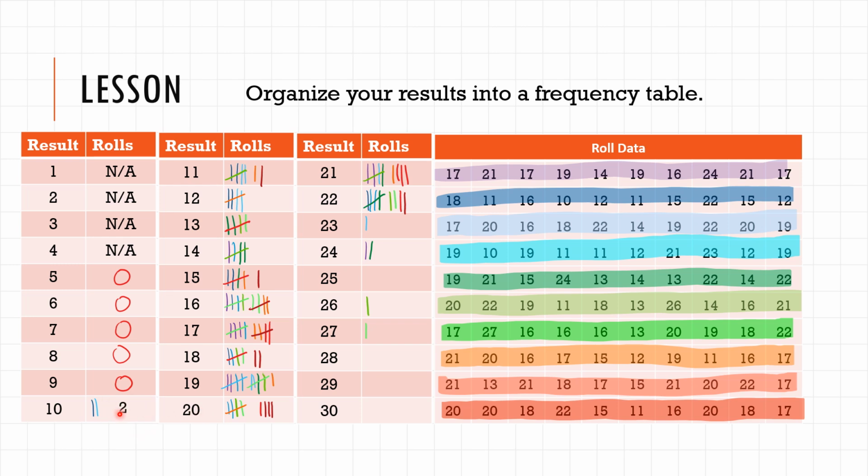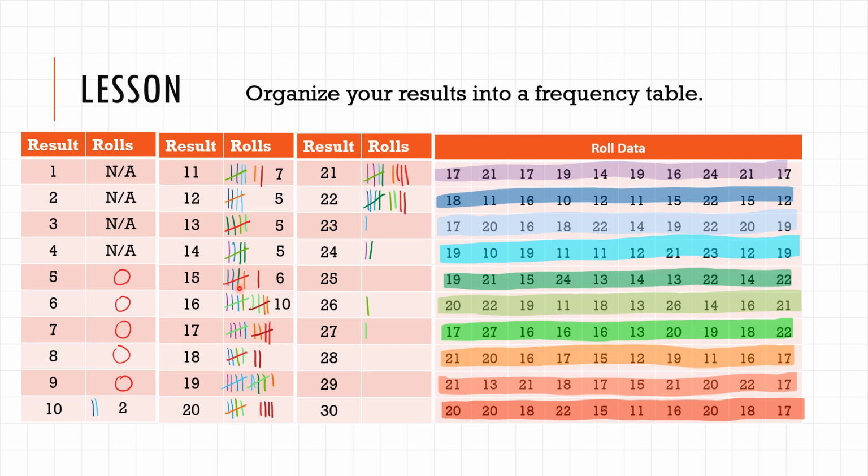So I got a 10 2 times. How many times did I get an 11? 5, 6, 7. 7 times. I got a 12, 5 times. I got a 13, 5 times. I got a 14, 5 times. I got a 15, 6 times.